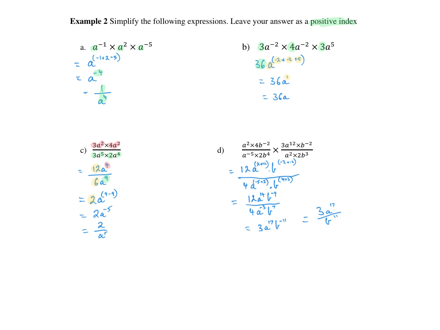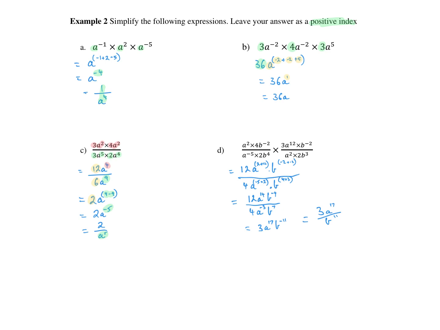Dividing numbers with the same base, so we're going to subtract the powers. So a to the power of 4 minus 9, which gives me 2a to the minus 5. Acceptable. But because we want a positive index, we have to bring that a to the 5 down into the denominator. So that's my answer expressed as a positive index.